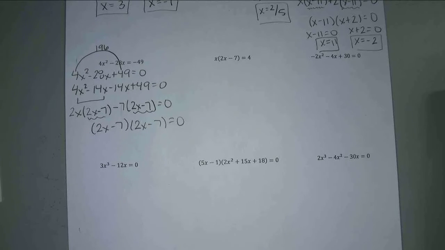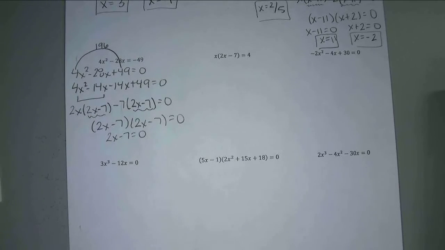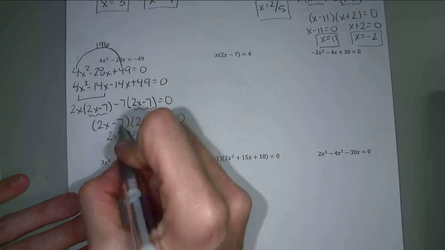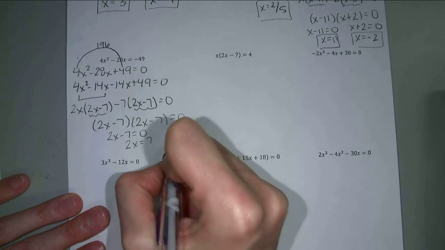When it comes down to this, we need to set it equal to 0, but do we need to do it twice? No, you're going to get the same answer. So you're just going to take 2x minus 7 equal to 0 and just solve that once, okay? So you add the 7 over, you get 2x equals 7. Divide by 2, so you get x equals, what is that, 7 halves.